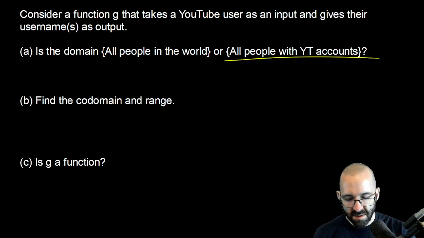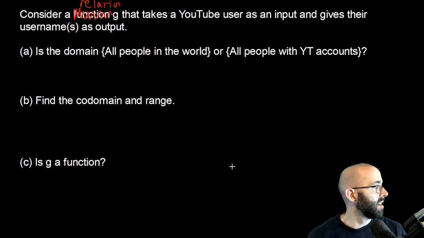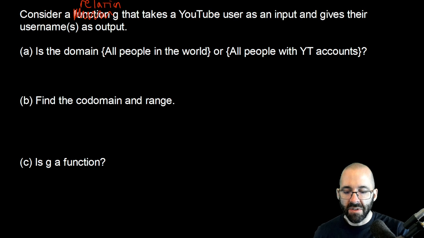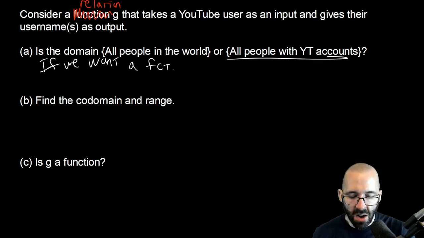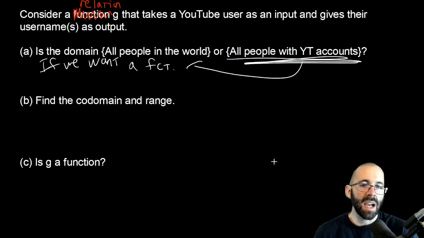Well, notice, all right, hold on, don't want to spoil anything. Let's call this a relation. We're going to be answering whether it's a function later. Right now, let's call it a relation. So which one of these is the domain? Well, if it's a relation, it's either, but if we want a function, it has to be all people with YouTube accounts, because otherwise there wouldn't be outputs.